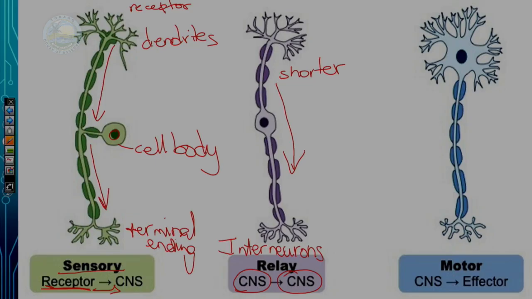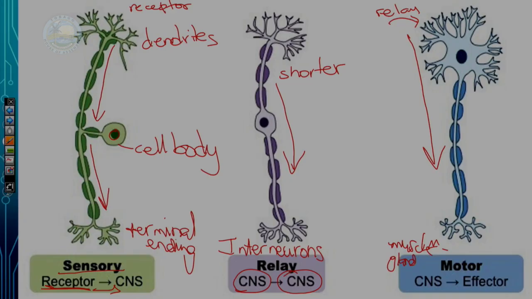And then you have your motor neuron, which is your final neuron, which is going to take the electrical impulse from the relay neuron here and send it on towards the terminal ending here. And remember, at the end here, you are going to have either a muscle or a gland. So let us say the gland is your salivary gland. So you're going to secrete saliva.